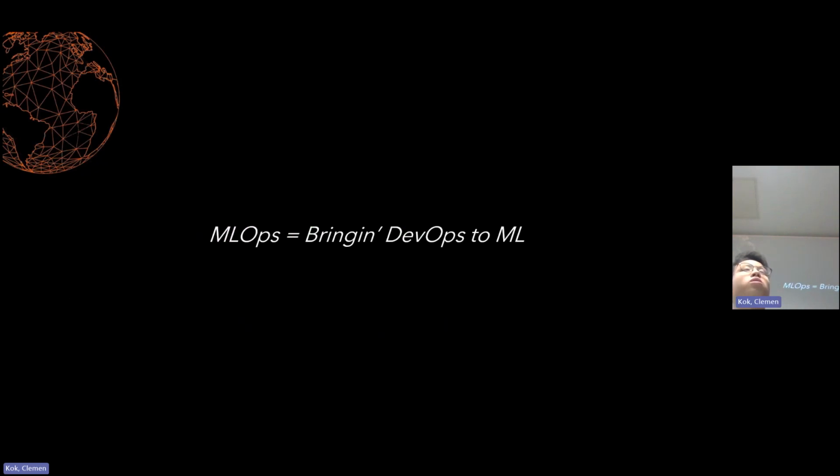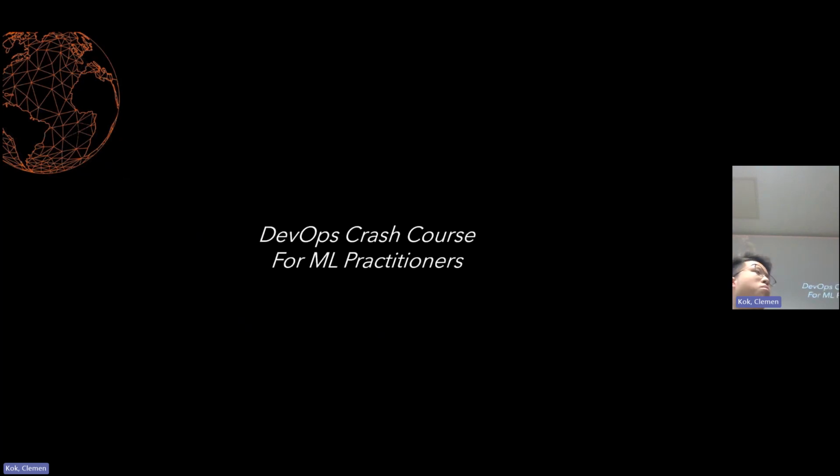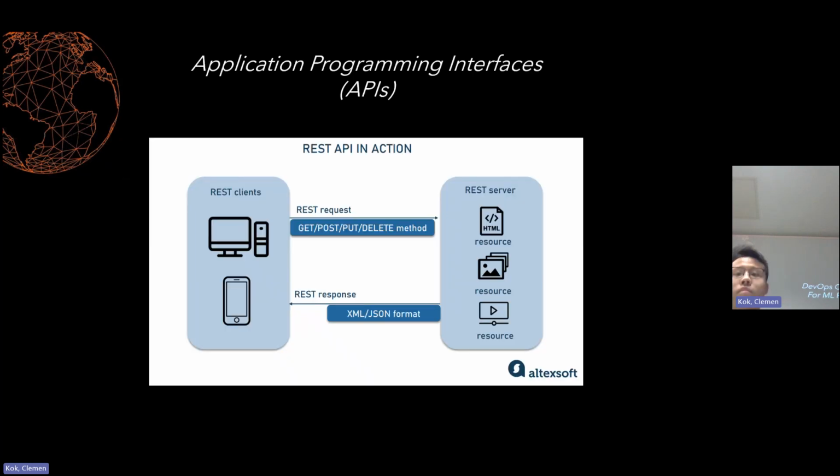MLOps, which is the title of today's lecture, is essentially bringing DevOps practices to machine learning. DevOps is basically a bunch of practices that help to make software delivery better, and it includes a bunch of different concepts. So let's do a quick speed run of the different concepts that a typical DevOps engineer would need to have a mastery of.